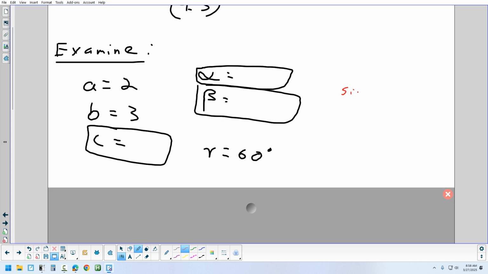You'd have sine of alpha over 2 equals sine of beta over 3. What's wrong with trying to solve that now? There's two variables we don't know. We're not going to be able to solve it if there are two variables. We only can have one.